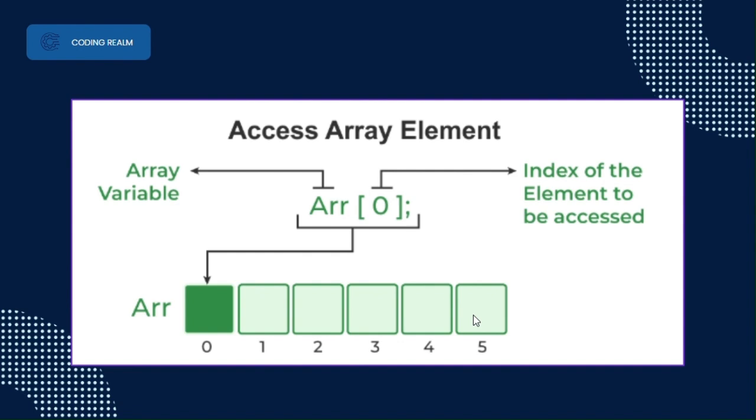One thing to note is that indexing in an array always starts with 0. It means the first element is at index 0 and the last element is at n minus 1. Here the array has 6 elements, n equals 6, and 6 minus 1 is 5, where n is the number of elements of the array. This is how to access an array element. We put the array index with the array variable, like here.